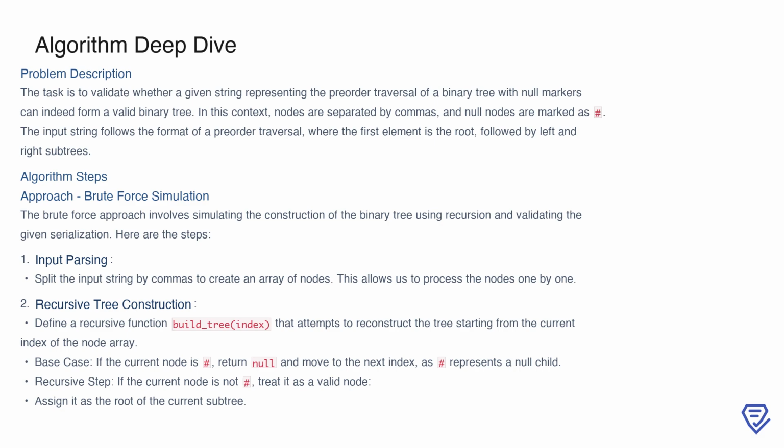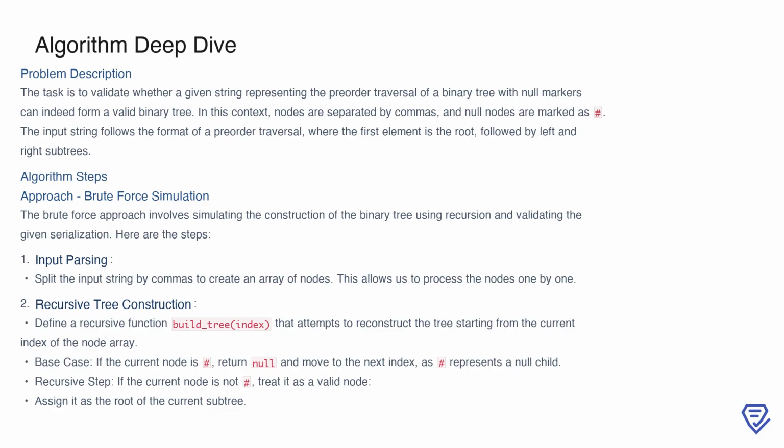In this context, the input string uses commas to separate nodes, and null nodes are represented by the symbol hashtag. For example, the string might look like 9, 3, #, #, 4, #, 1, #, 2, #, 6, #, #. The first number represents the root, followed by the left and right subtrees in preorder sequence.